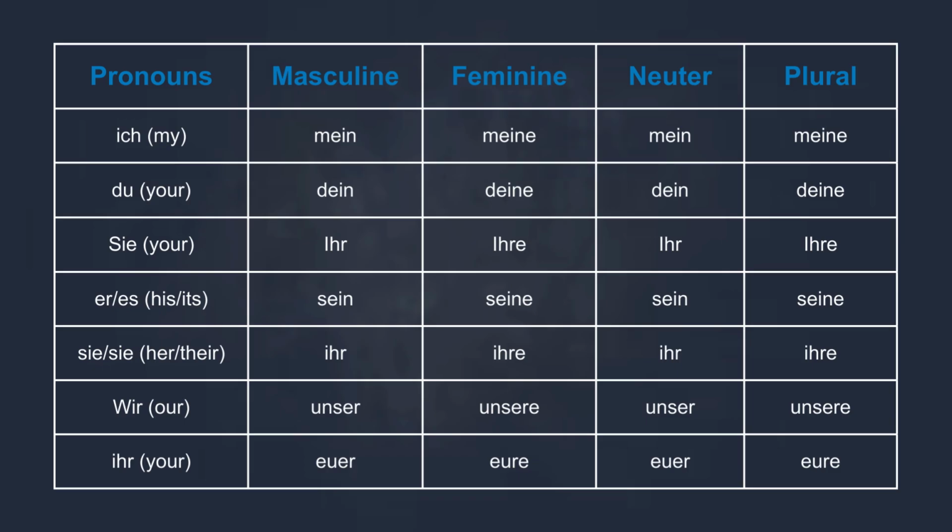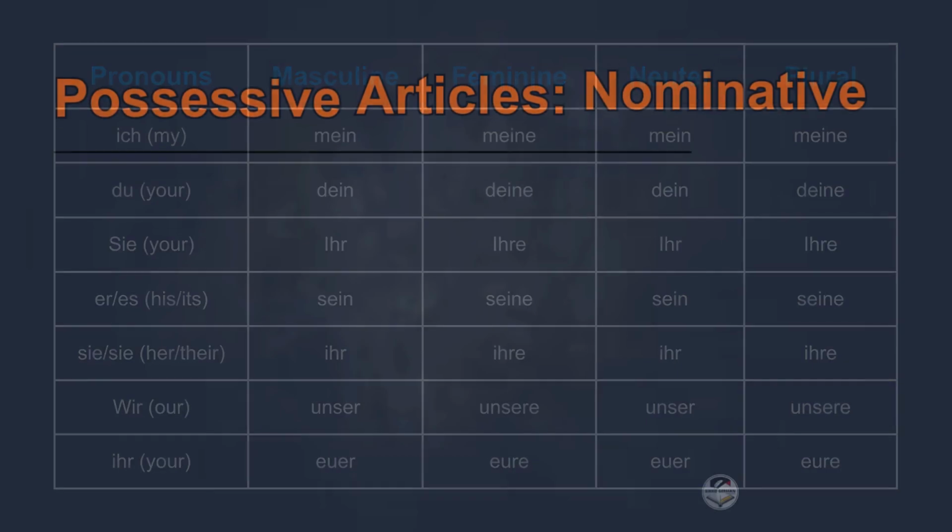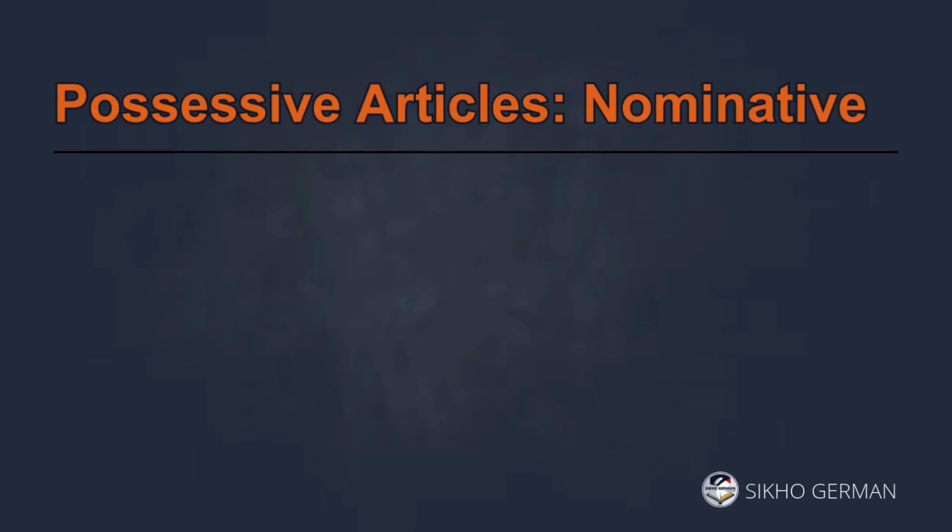Euer, eure, euer, eure. Notice the pattern. Masculine and neuter forms are the same. Feminine and plural forms are also the same, adding an e. Let's see these in action with real sentences.